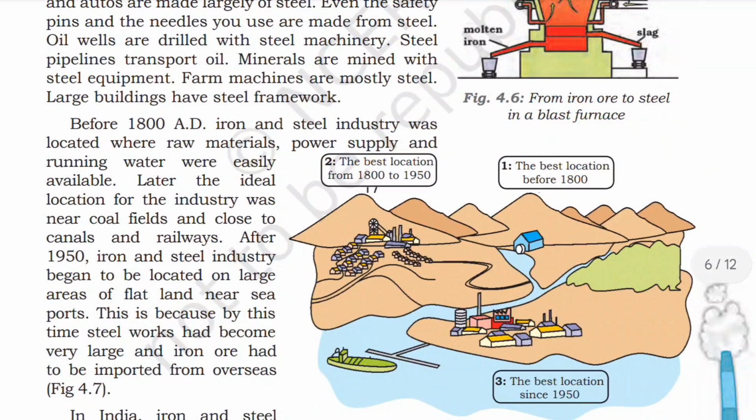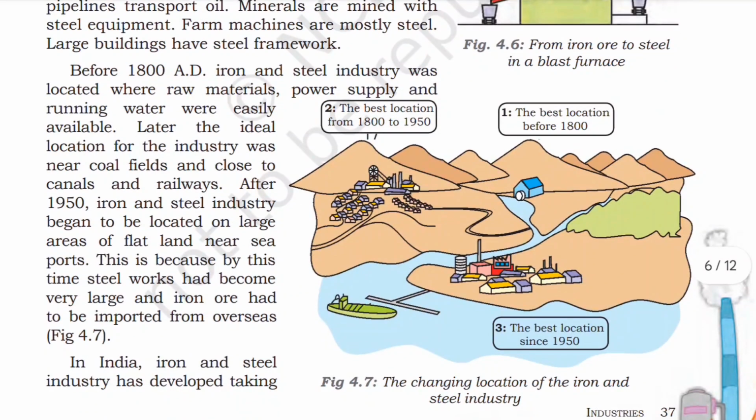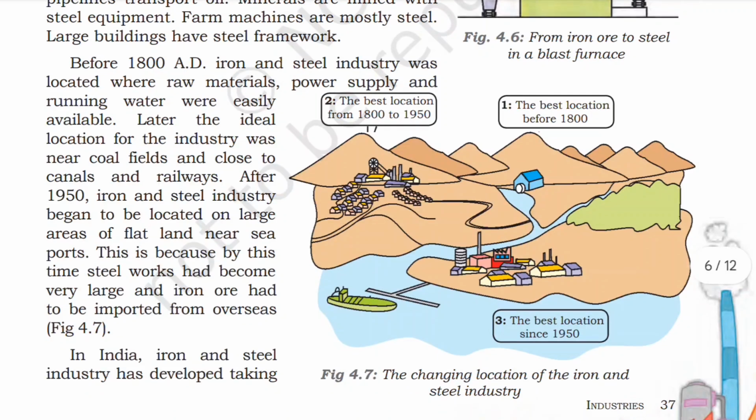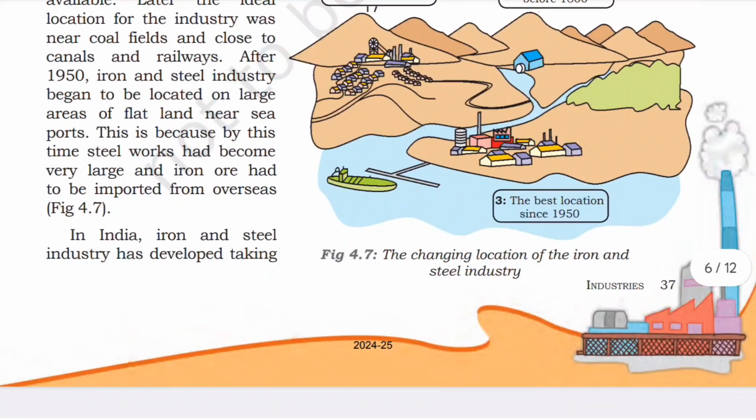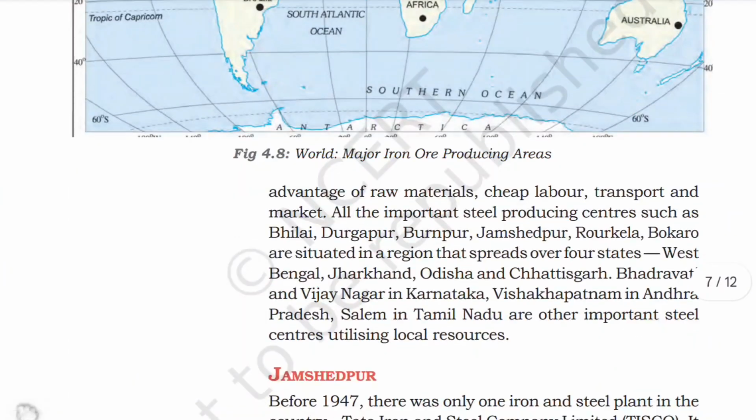Before 1800 AD, the iron and steel industry was located where raw material, power supply, and running water were easily available. Later, the ideal location for industry was near coalfields and close to canals and railways. After 1950, the iron and steel industry began to be located on large areas of flat land near seaports. This is because by this time steel works had become very large and iron ore had to be imported from overseas. In India, the iron and steel industry has developed taking advantage of raw material, cheap labor, transport, and market.